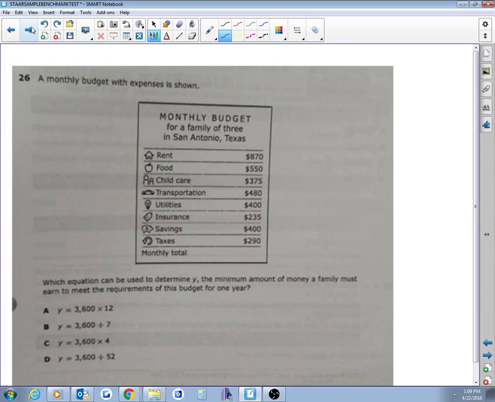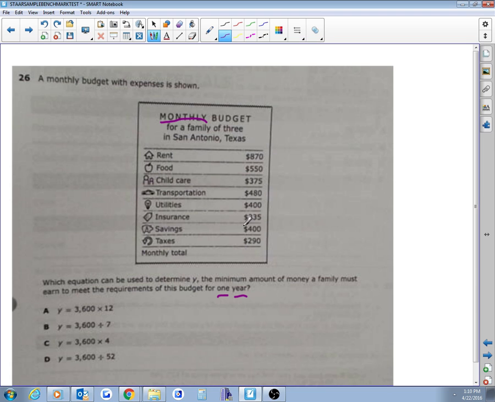A monthly budget with expenses is shown. Which equation can be used to determine the minimum amount of money a family must earn to meet the requirements of this budget for 1 year? For 1 year. Okay, this is the month. This is a family of 3 in San Antonio. This is a monthly budget, so this is for 1 month.